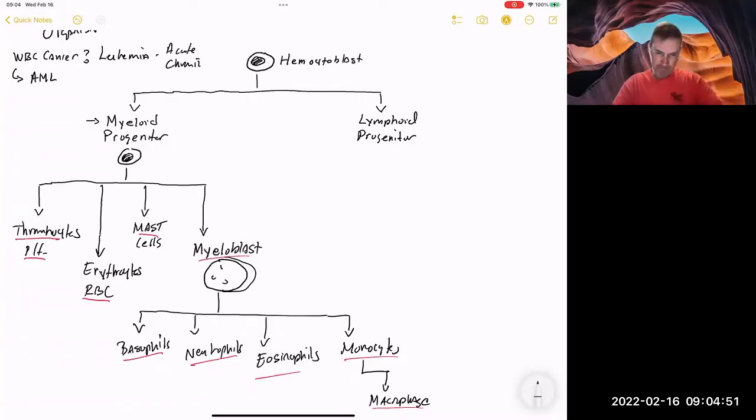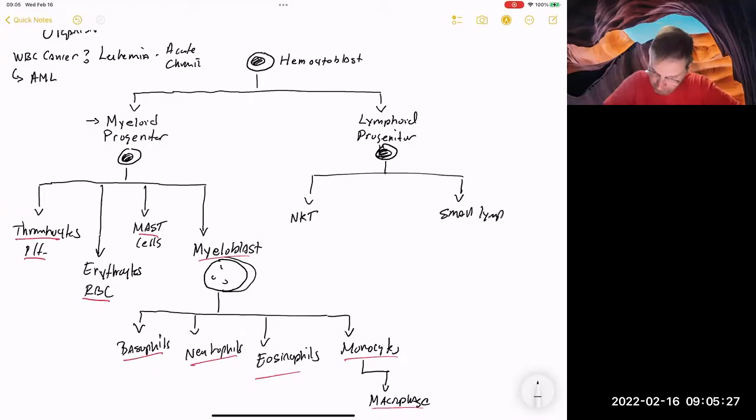However, on the other side, the lymphoid lineage, the lymphoid progenitor cells, further subdivide into two major types. They subdivide into what are known as the NK T cells, also known as the natural killer T cells, all right? And into what are called the small lymphocytes. So this is where your lymphocytes come from, the lymphoid lineage.